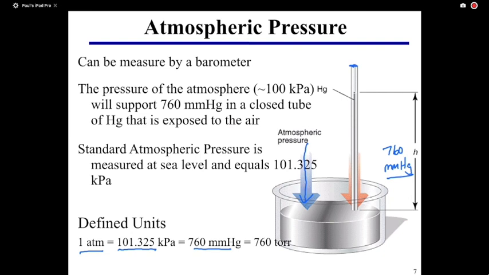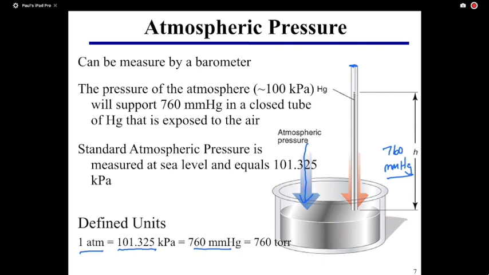A guy named Torricelli did a whole bunch of work with pressures, and so instead of using millimeters of mercury, we've changed that unit to a torr, and that's why 760 torr is the same as 760 millimeters of mercury.